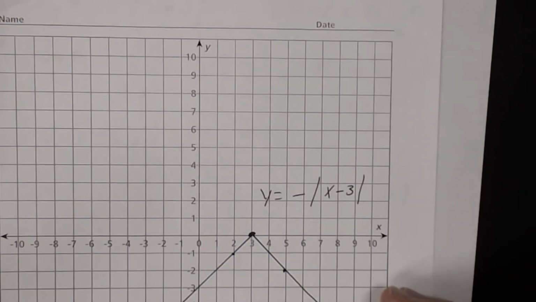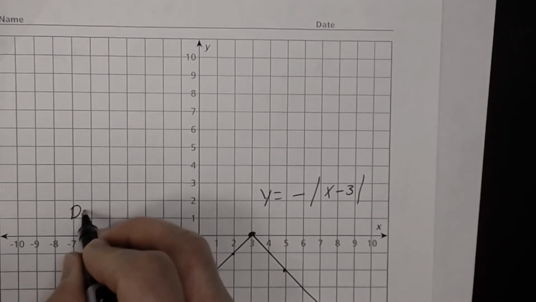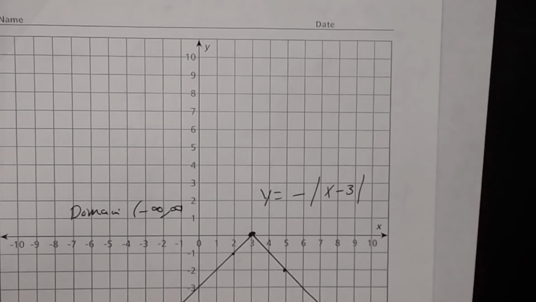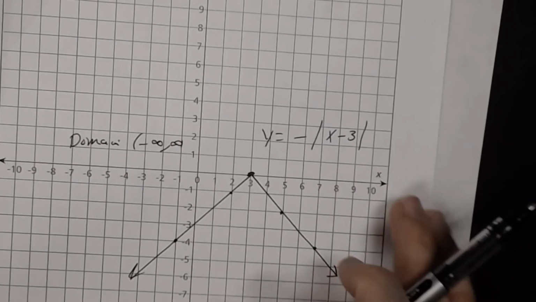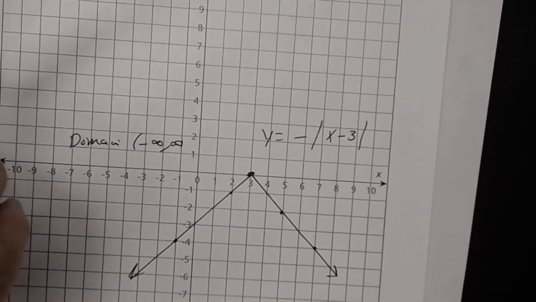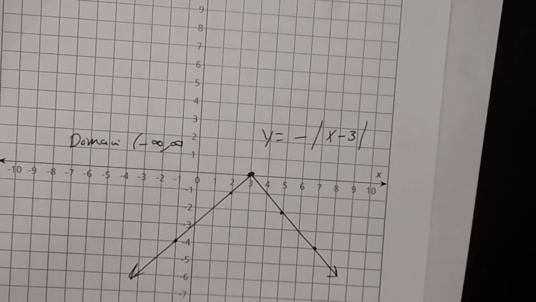So let's talk about domain and range. The domain is going to be all real numbers. Notice that I could have chosen any value for x. If I would have chosen 100.7, I would have gotten a y value. If I would have chosen negative 1 million, I would have gotten a y value. So the domain is any real numbers, but the range is not.